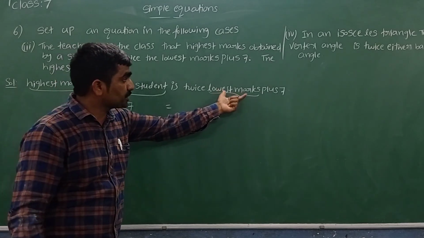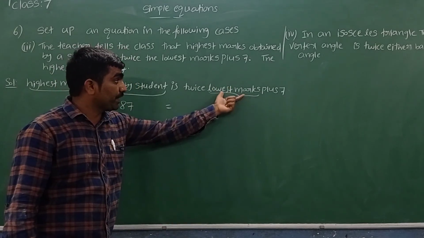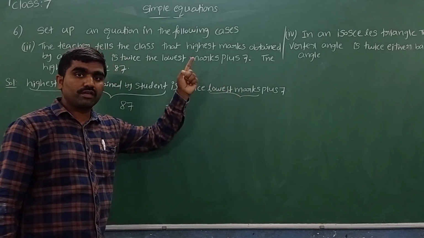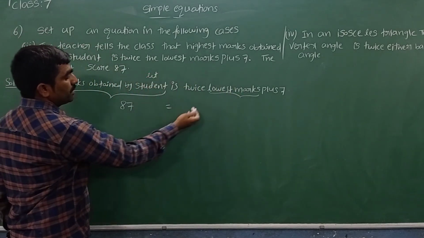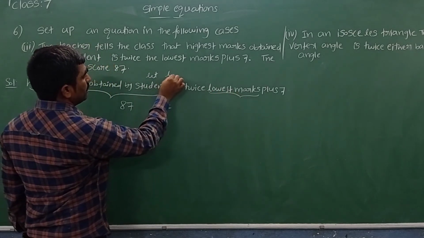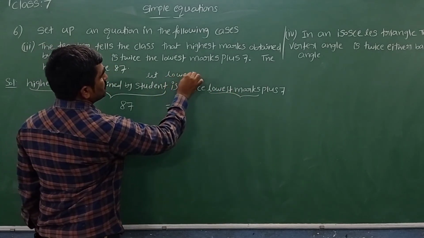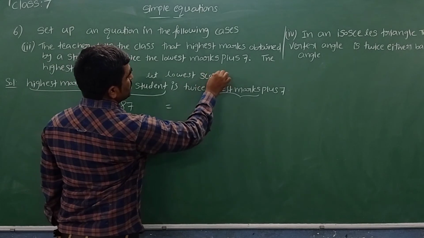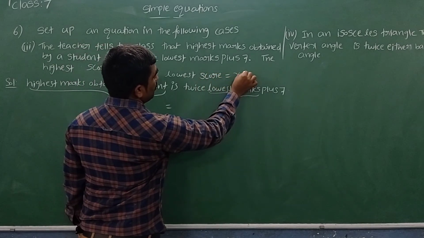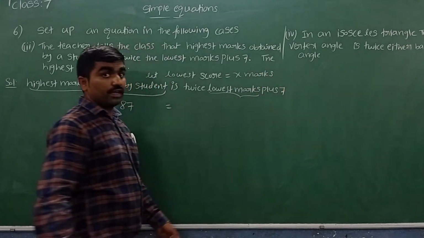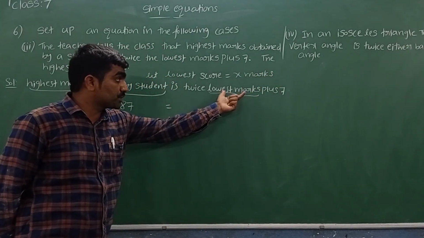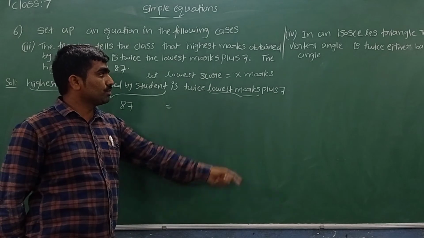Now tell me, how can I express these unknown values? To express these unknown values, we use variables. Yes. Now let me take it, lowest mark. Let me write here: lowest score, or we can say lowest mark is equal to how many? Sir, we don't know how many. We are taking it as x marks. It is the unknown value. To express such unknown values, we use variables.